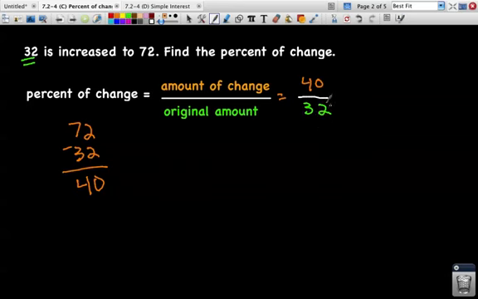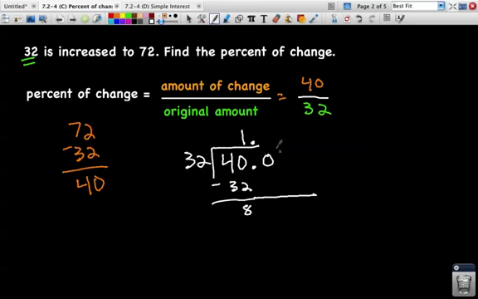Now, 32 can't easily be converted to 100. I can't just do a simple multiplication to change that to 100. So to convert this fraction into a percentage, we're just going to divide and get the decimal equivalent, and then convert that decimal into a percentage. So I have to do my division of 40 divided by 32. 32 goes into 40 one time. Subtract 32, I'm left with 8. I have nothing less, so I have to add my decimal and a 0.